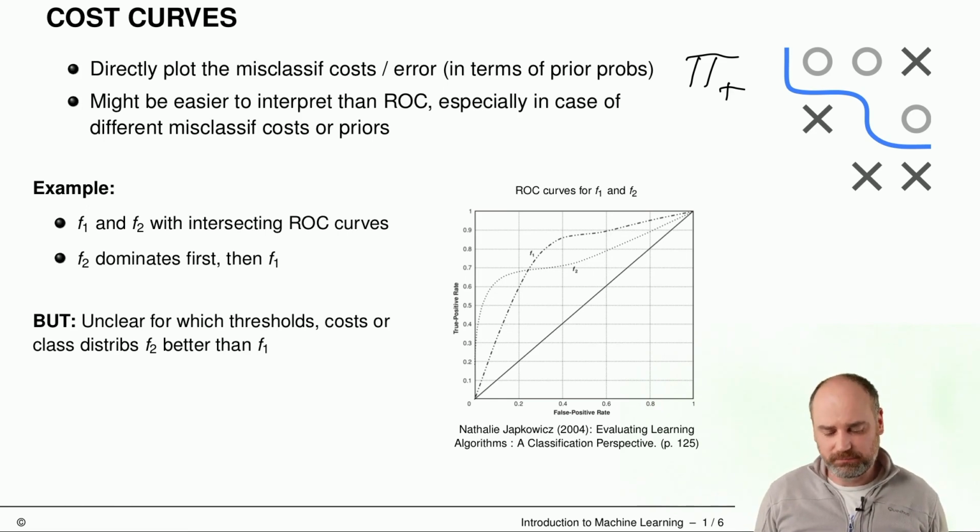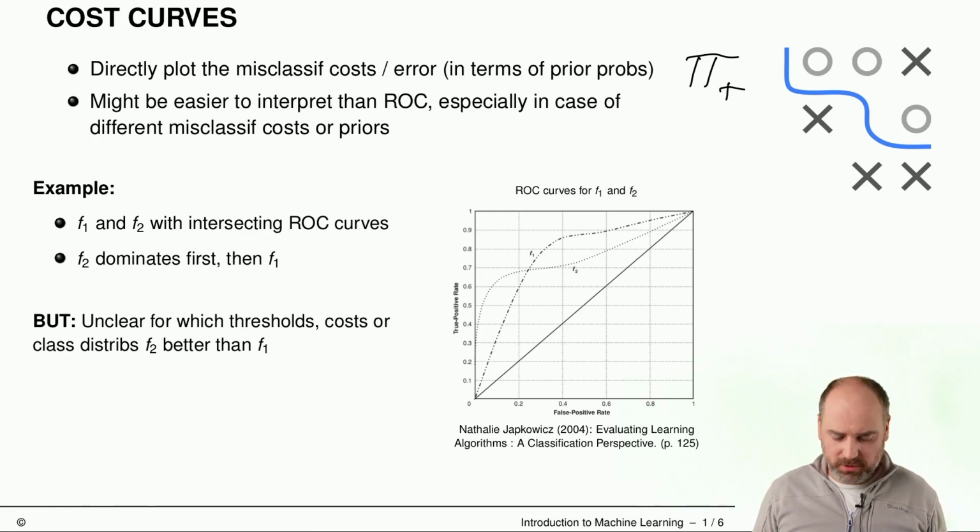Maybe I should have said before that we'll analyze and introduce cost curves here in the scenario of imbalanced, cost-sensitive binary classification, but not for the multi-class case. Directly plotting the misclassification costs in terms of this prior probability might be a little bit easier to interpret than ROC curves in terms of the costs or these priors.